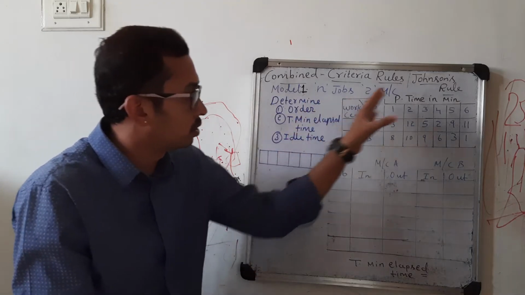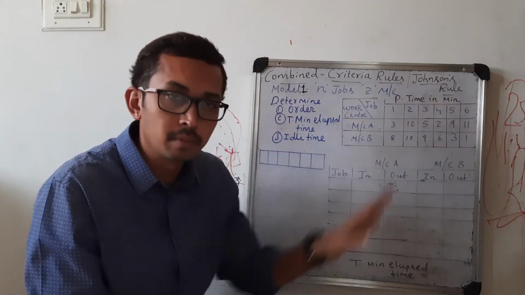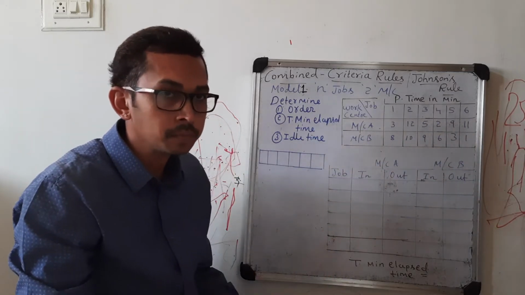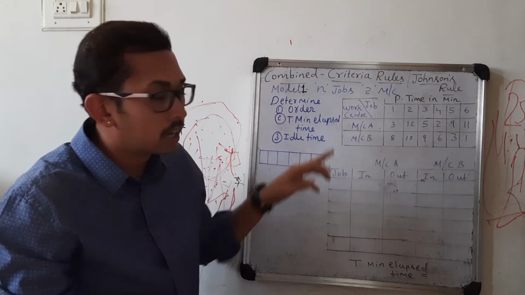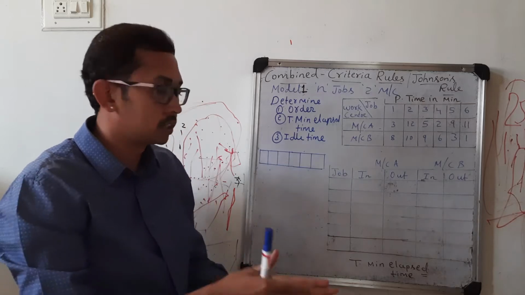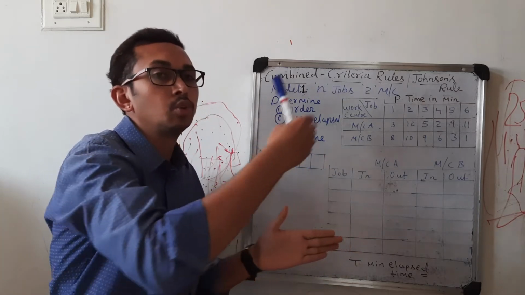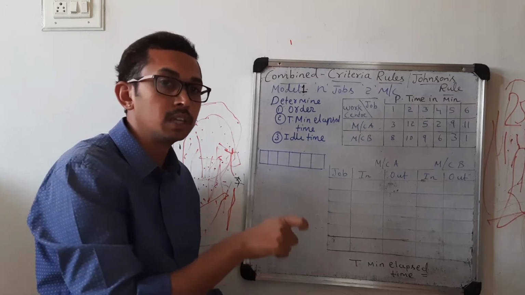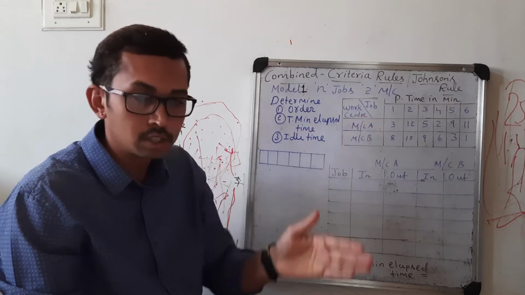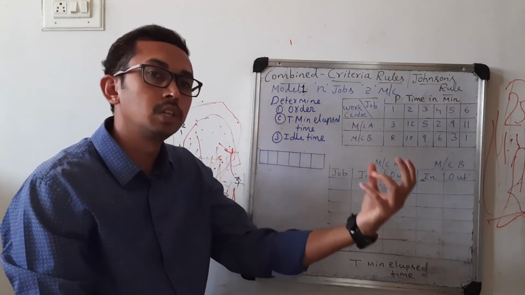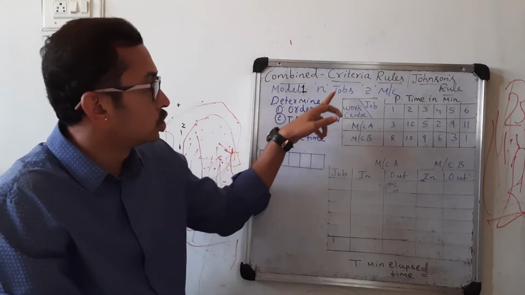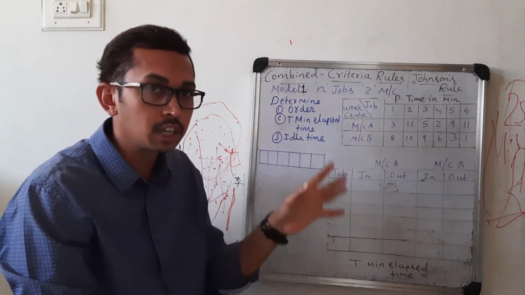Here they are given the processing time in minutes for the jobs in the industry. There are 6 jobs, and there is machine A and machine B. All the jobs have to undergo processing first in machine A and then go to machine B, in the same order. Job 2 will be in the same way, job 3 also in the same way. First machine A, then machine B. That is n jobs 2 machines in the given order.